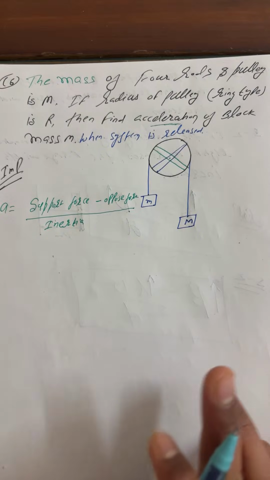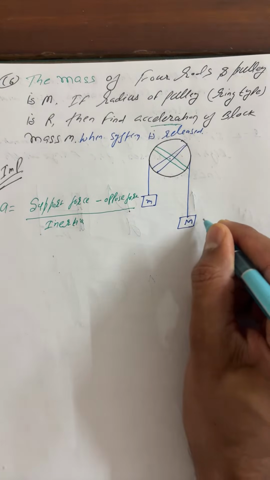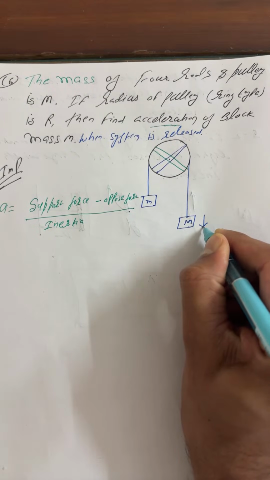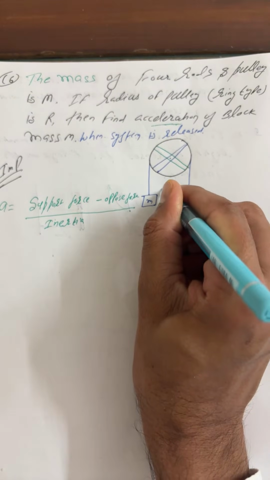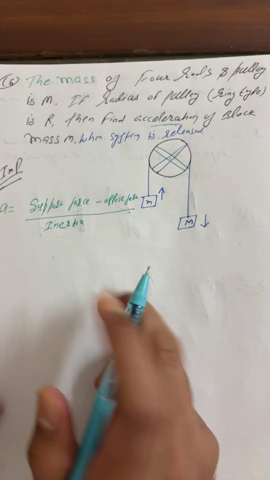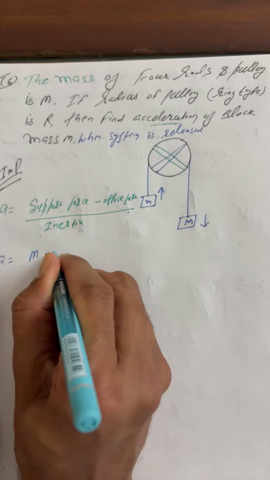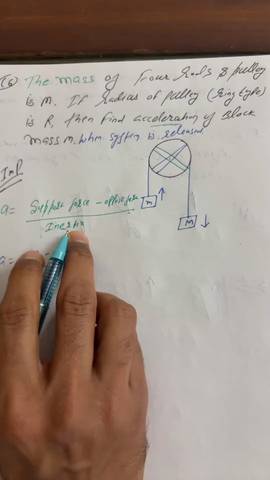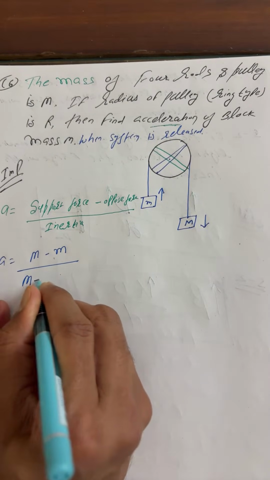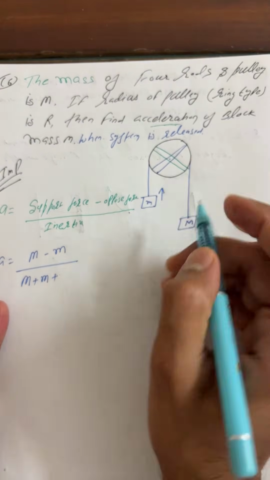They didn't mention which mass is more and which is less. So for this condition, I'm considering capital M going down, which is supportive of the motion, and small m going up, which opposes the motion. So acceleration a equals (M minus m) upon inertia. What's the inertia? It is the total mass, capital M plus small m, plus the ring.